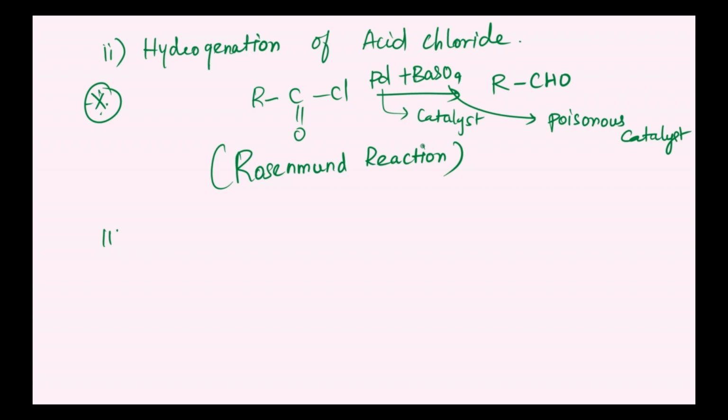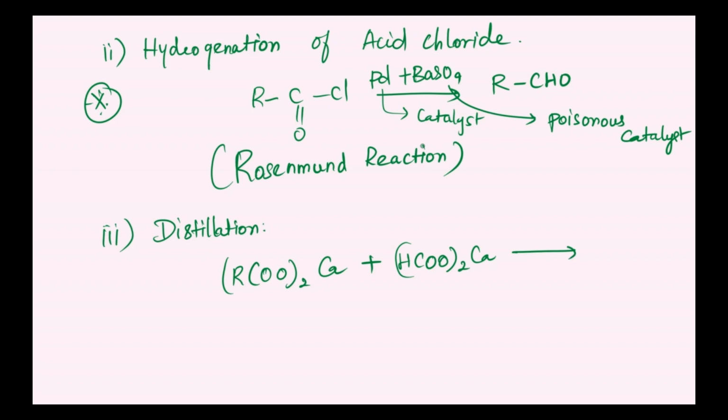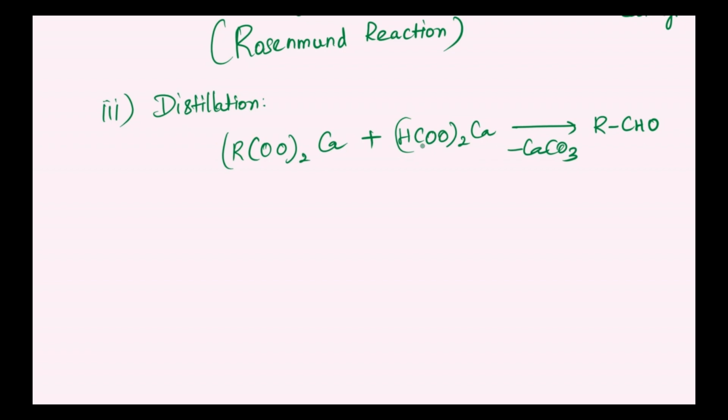Then the third preparation method is dry distillation by using a calcium salt. I am taking (RCOO) twice with calcium. When I am using two different salts, or if I am taking another calcium salt and doing distillation, what will I get? I'll end up with calcium carbonate release and RCHO. What if I'm taking the same salt, which will be written like this? Calcium.